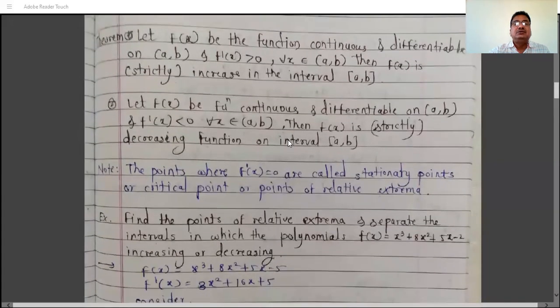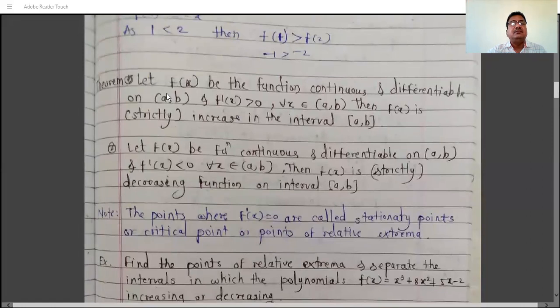Then the statement of this theorem, number 1, is: let f(x) be a function continuous and differentiable on the open interval (a,b), and f dash x is greater than 0 for all x belongs to (a,b). Then f(x) is a strictly increasing function in the closed interval [a,b]. So this is another format to show the function is an increasing function or a strictly increasing function.